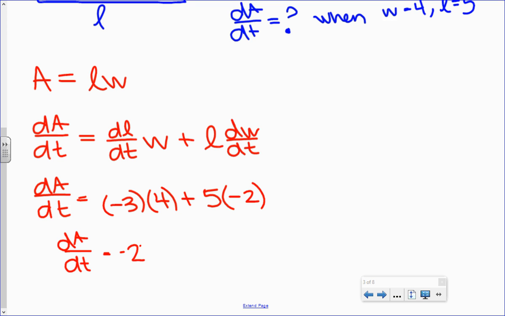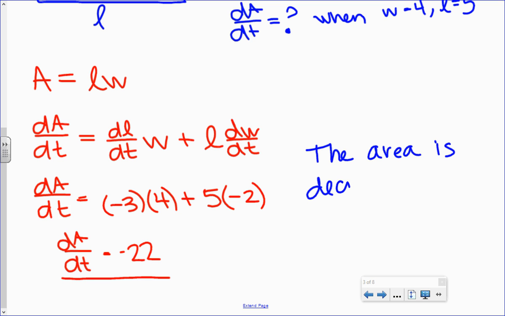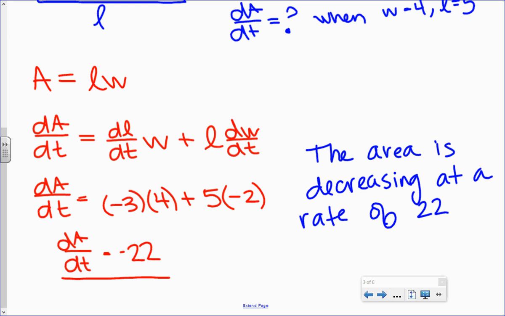Okay. So the area is decreasing at a rate of 22, what's our label? Centimeters squared per second. Beautiful.